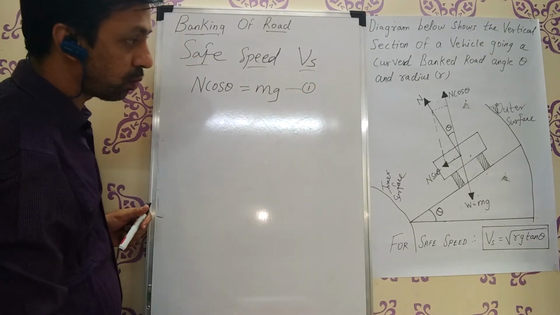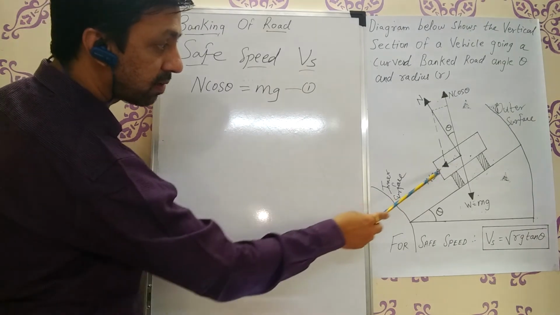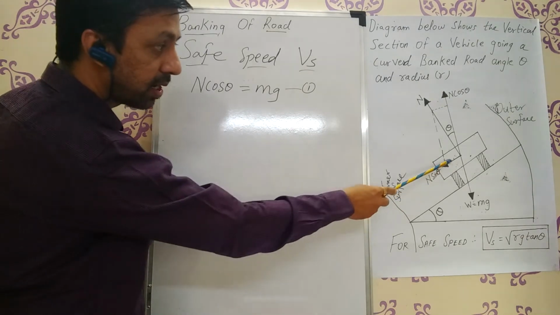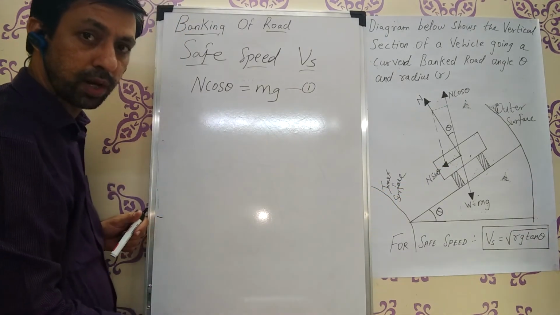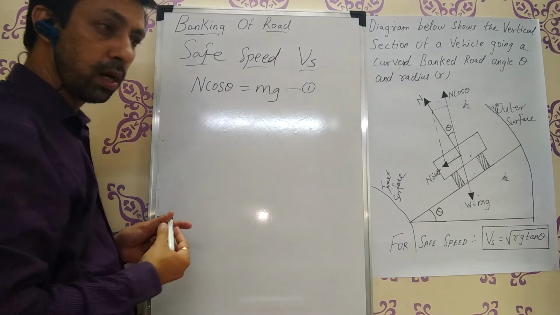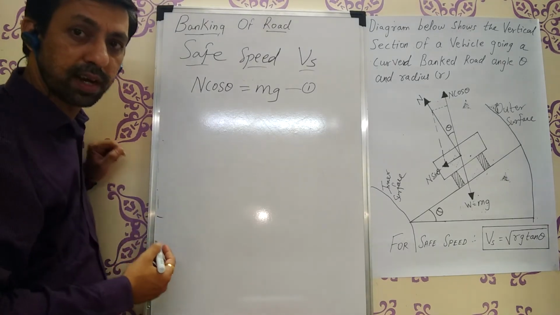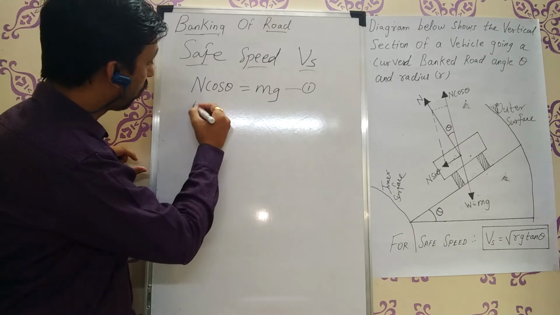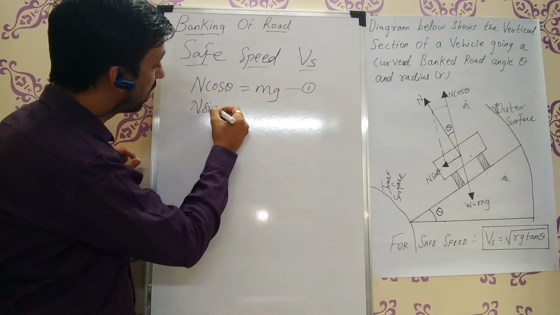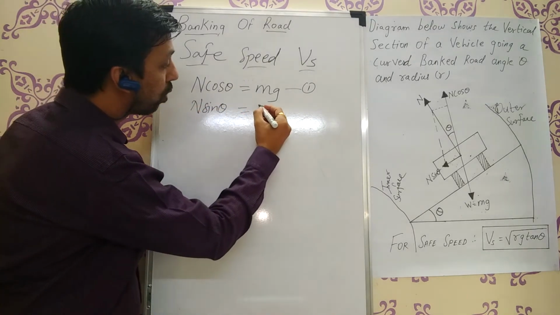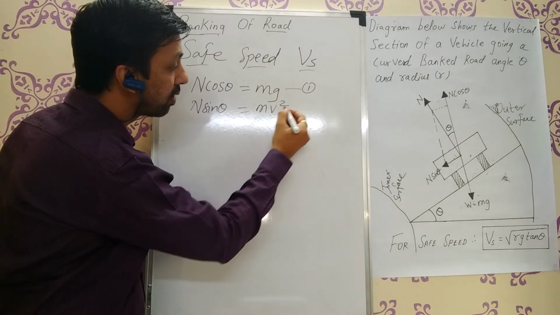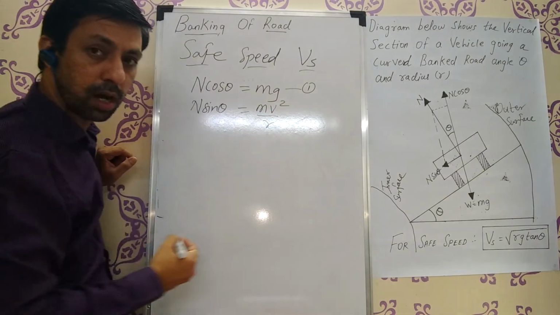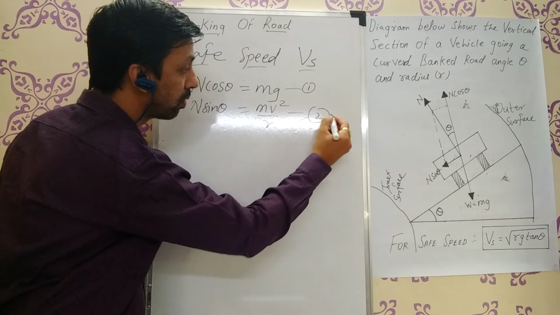Now you can see the second equation, that is N sin theta. N sin theta is coming towards the center. When anything is coming towards the center, it will try to balance with the centripetal force. So I can say that N sin theta is equal to the centripetal force, which we know is given by mv square upon r. This is my equation number 2.